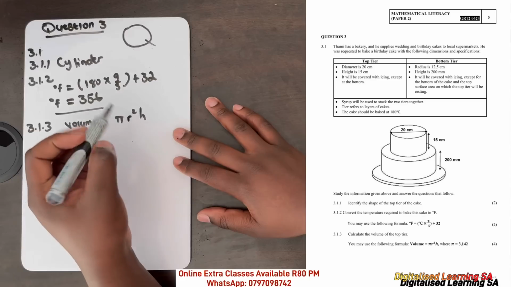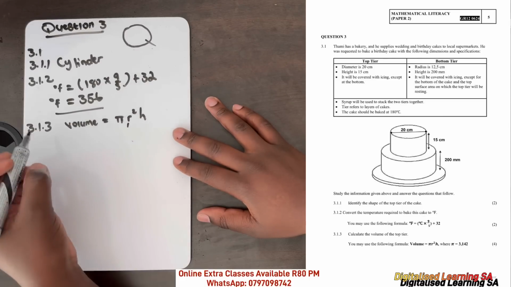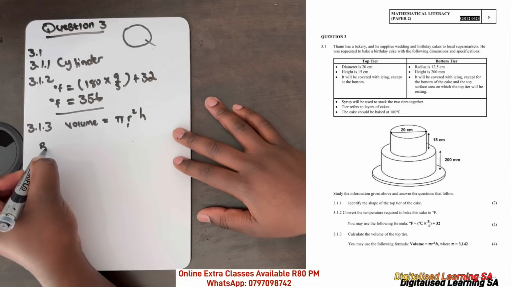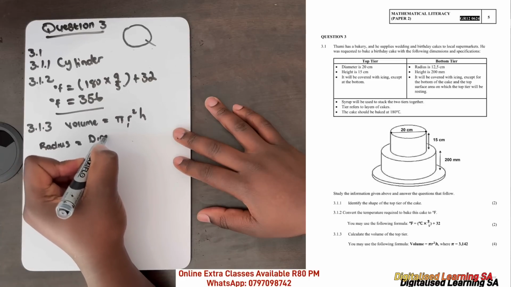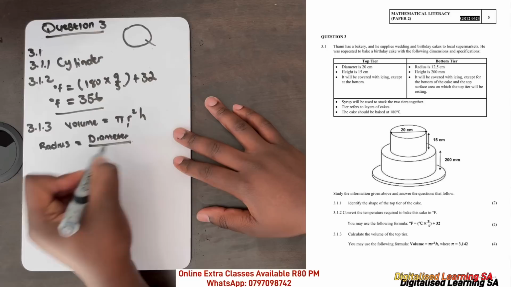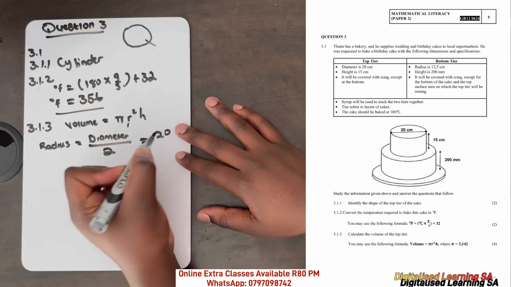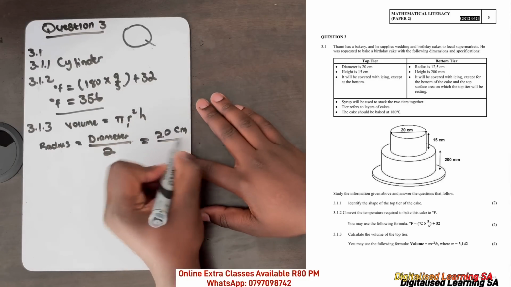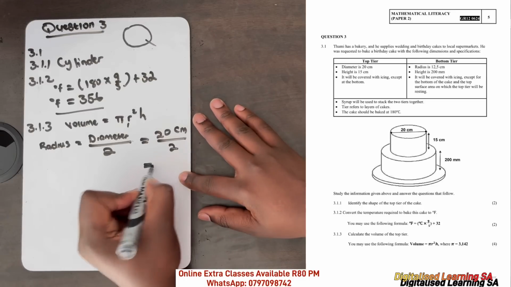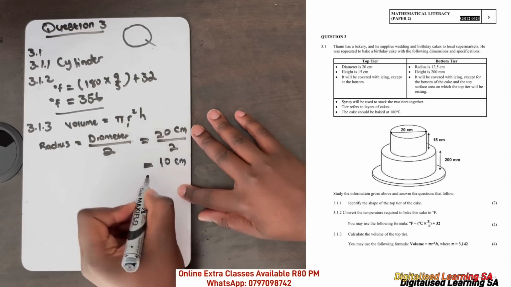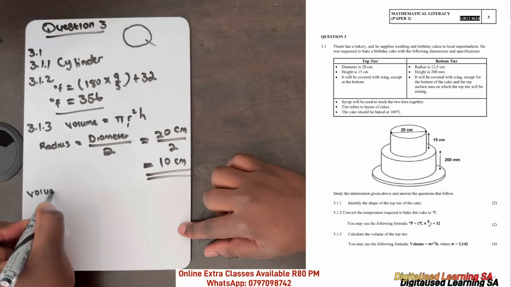height. In this case, we are not given our r, which is our radius, but we are given our diameter, and we know that radius is equal to diameter divided by 2. Our diameter in this case was 20 centimeters, meaning that our radius will be 20 divided by 2, which equals 10 centimeters, so now we can calculate our volume.